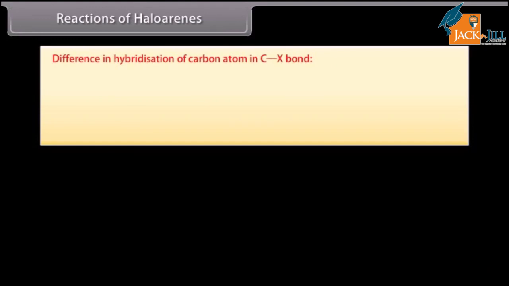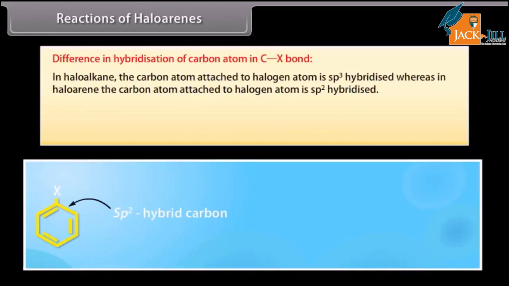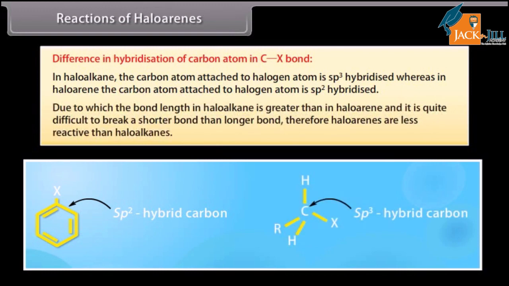Difference in hybridization of the carbon atom in the C-X bond. In haloalkanes, the carbon atom attached to the halogen atom is sp3 hybridized, whereas in haloarenes, it is sp2 hybridized, due to which the bond length in haloalkane is greater than in haloarene, and it is quite difficult to break a shorter bond than a longer bond. Therefore, haloarenes are less reactive than haloalkanes.